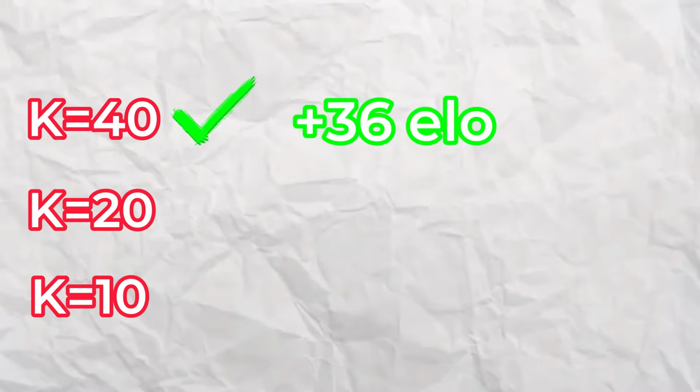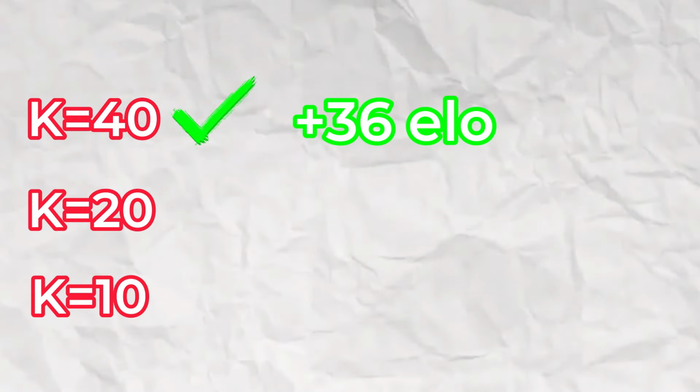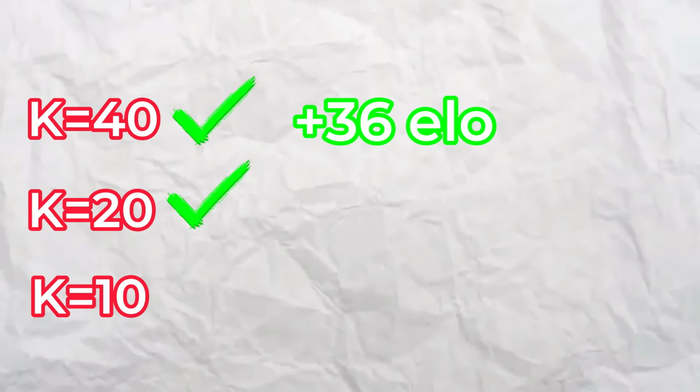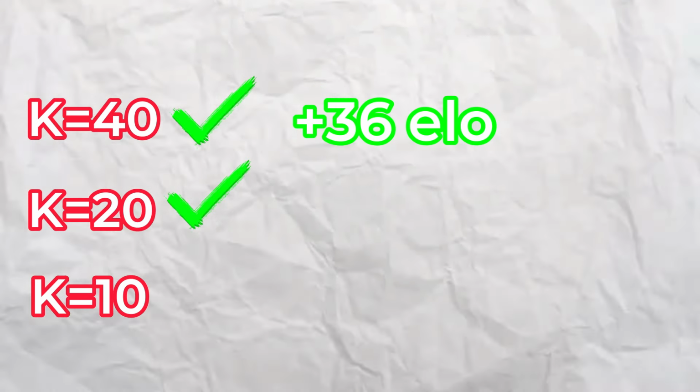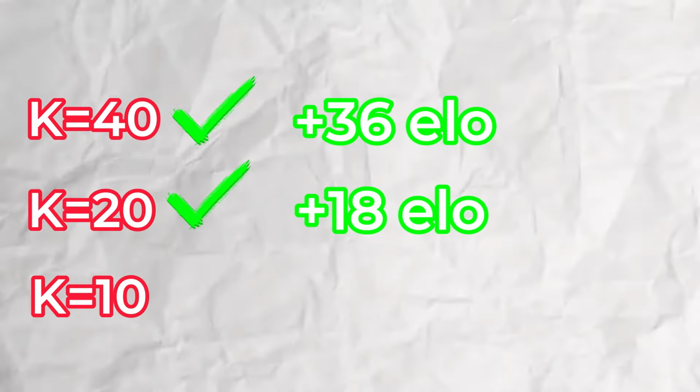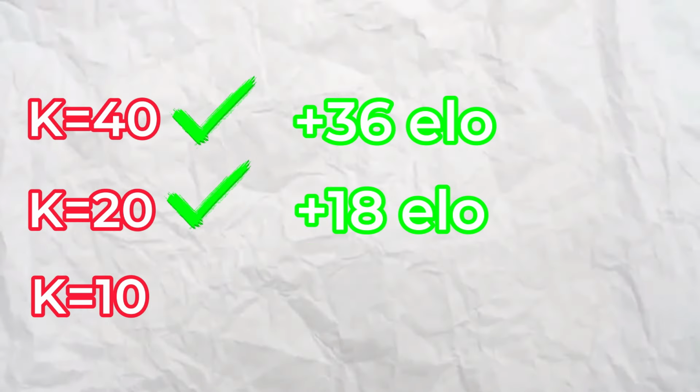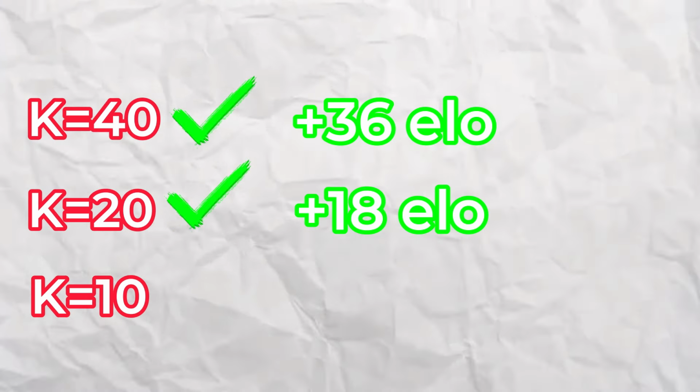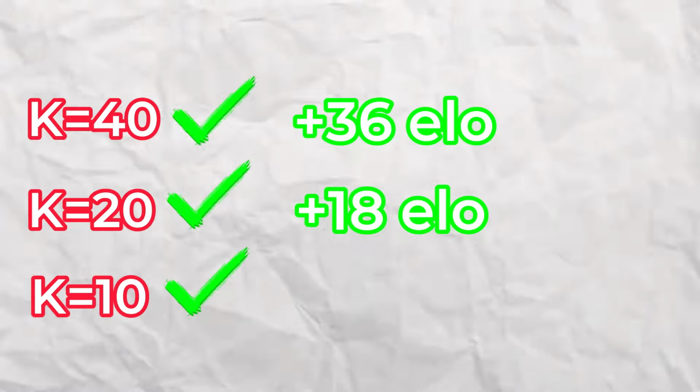Now, for example, your K value is 40 and you play a higher rated opponent and you win the game. Let's say you get 36 points. If your K was 20 and you played the same opponent and won, you wouldn't get 36 points, but 18 points, because your K value is half, so your Elo gain will also be half. If your K value was 10, you would have gotten just 9 points. This is how K value roughly works, and it is the reverse as well. If you had lost against a lower rated opponent, you would have minus 36, minus 18 and minus 9 for K40, K20 and K10.